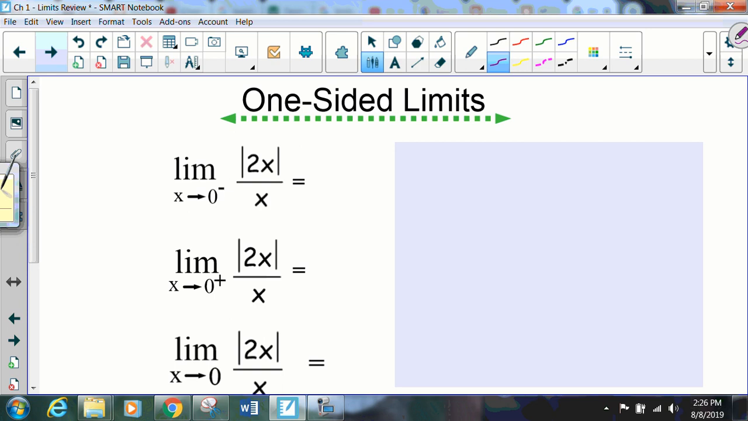All right, one-sided limits, here we go. When we see this sign right here, a negative in the exponent spot, that says the limit as x approaches 0 from the left. So if we can remember that from last year, that's from the left. And then when we see the plus in the exponent spot, that is from the right.